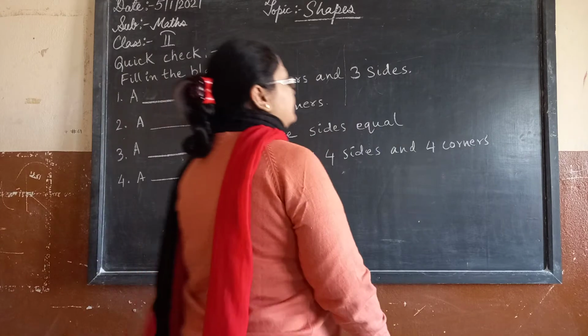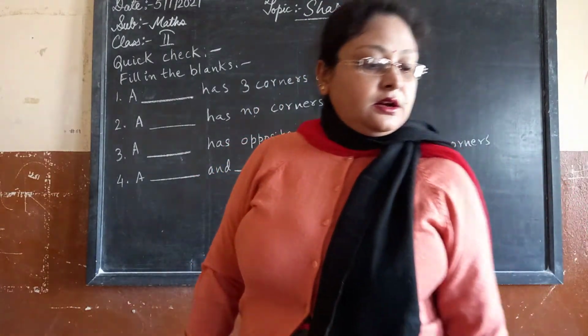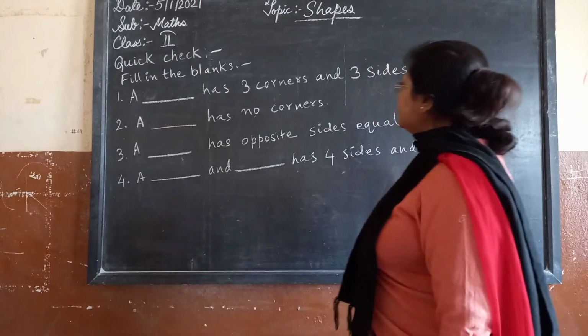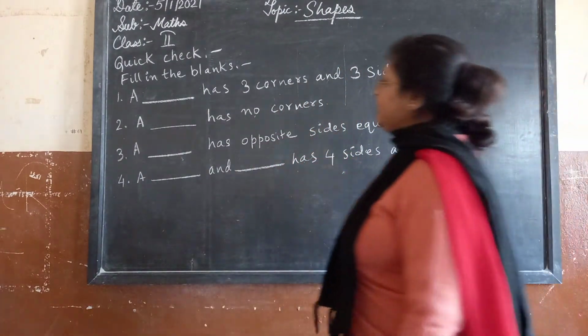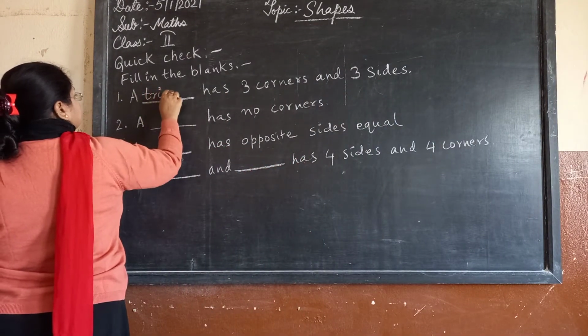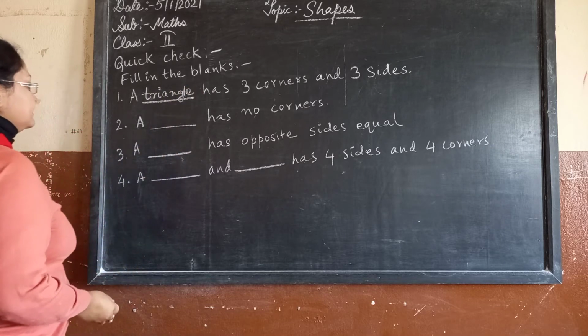Now students, in this particular exercise, we will start the fill in the blanks. The first question: the dash has 3 corners and 3 sides. We have already done this. This is a triangle. A triangle has 3 sides and 3 corners.